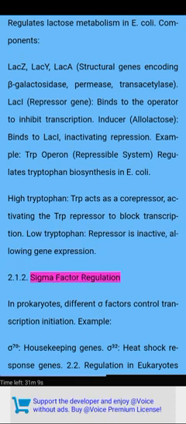2.1.2. Sigma factor regulation. In prokaryotes, different sigma factors control transcription initiation. Example: Sigma 70, housekeeping genes. Sigma 32, heat shock response genes.